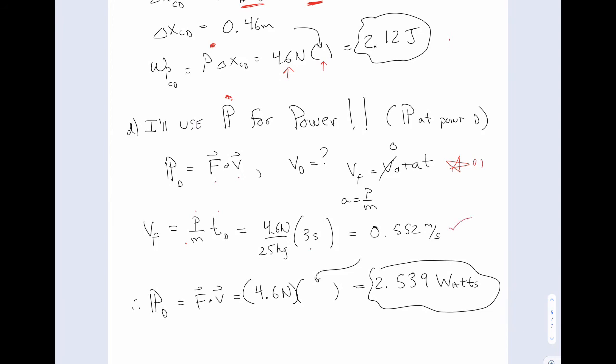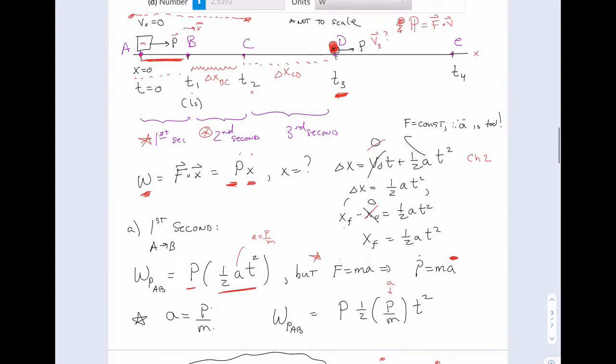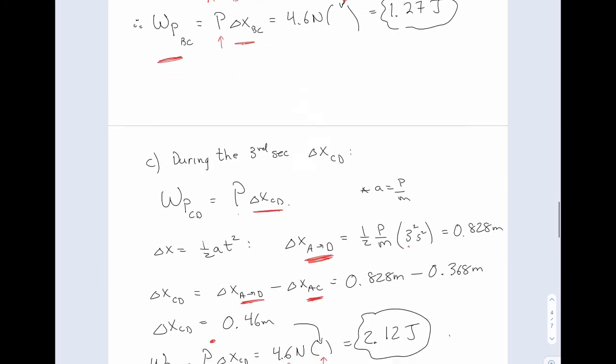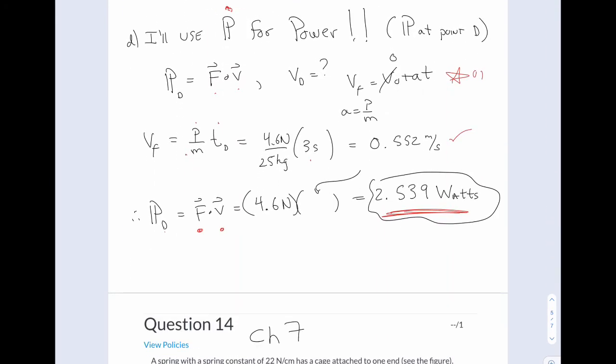So this gives me the velocity at point D, and then my instantaneous power at point D due to that force is the force dotted into the velocity, and that gives me what they asked for. You work out the units, it comes out to, oops, not newton seconds, that's a newton, and that's meters per second, and a newton meter is a joule, and a joule per second is a watt.